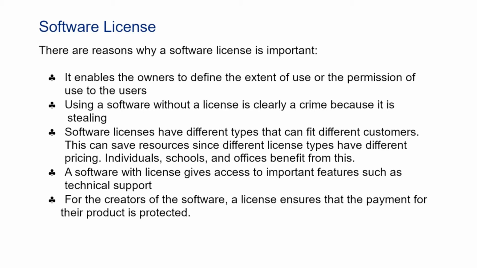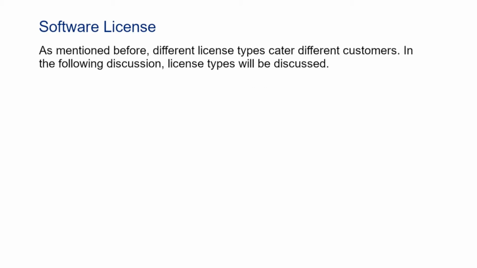A software with license gives access to important features such as technical support from the creators of the software. A license ensures that the payment for their product is protected. As mentioned before, different license types cater to different customers. In the following discussion, license types will be discussed.